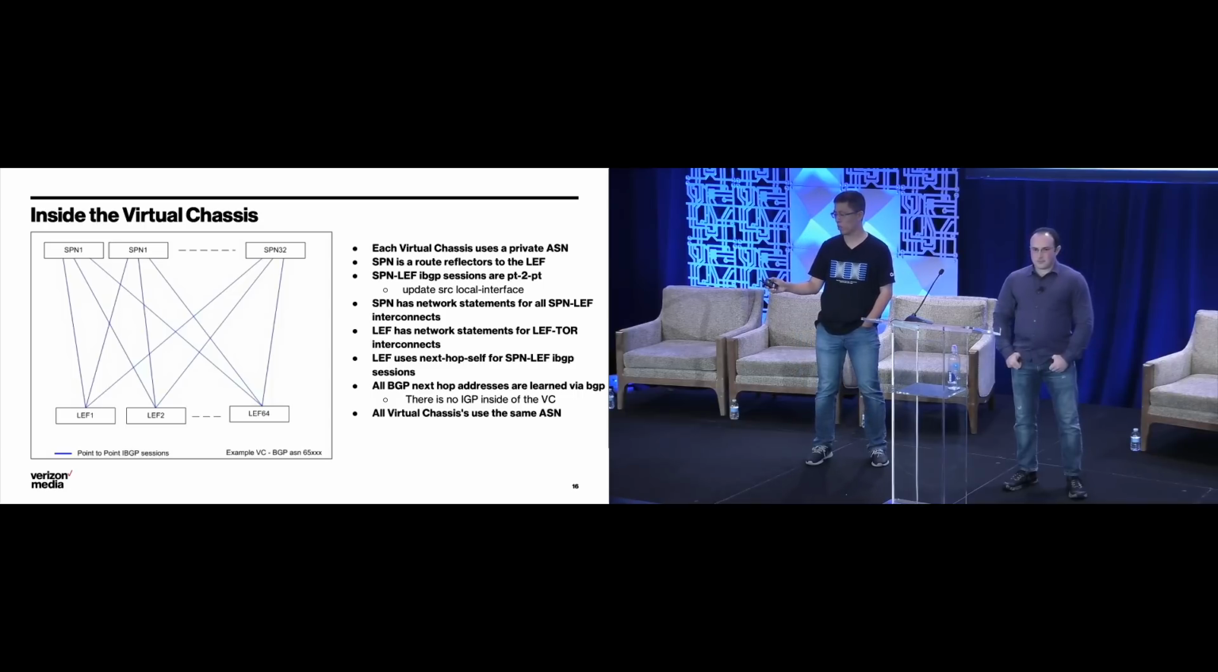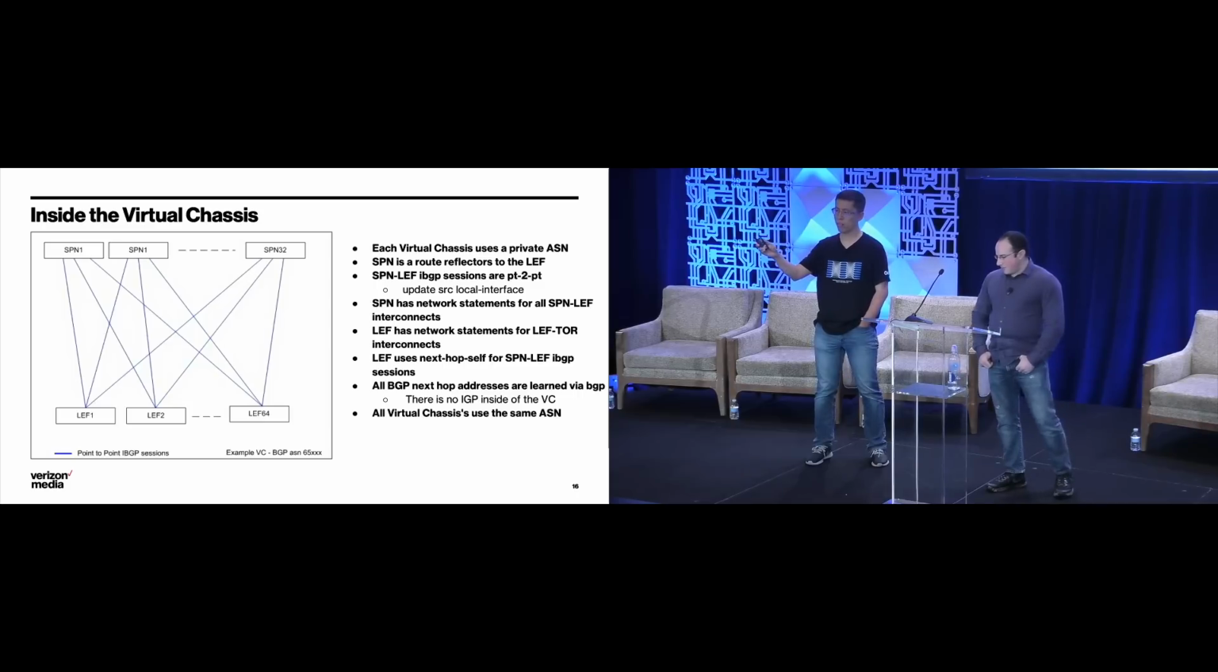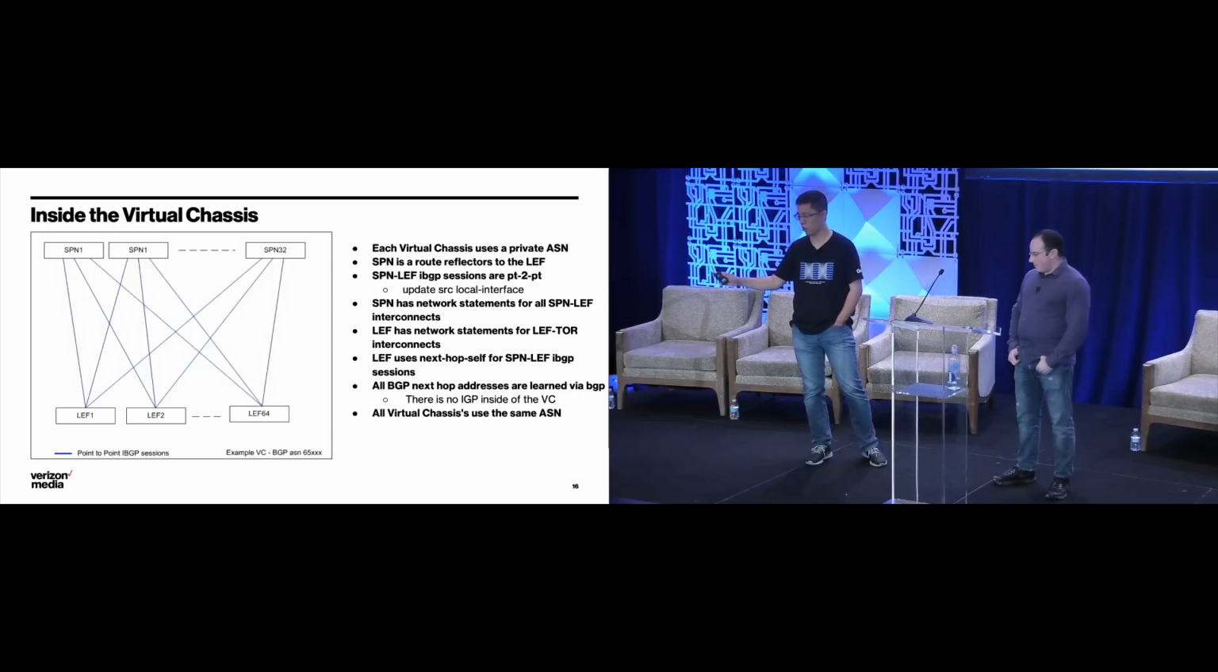Spine also have the network statement for all the spine-leaf interfaces, and we aggregate together. On the other hand, the leaf also has the network statement for the leaf-tor interconnect, so we also aggregate that part. The leaves use next-hop-self for the spine-leaf IBGP sessions, and all the BGP next-hop addresses are learned from BGP, and there's no IGP within the VC. And all the virtual chassis are using the same ASN, so VC1, VC2, VC3, and VC4 are always using the same ASN.